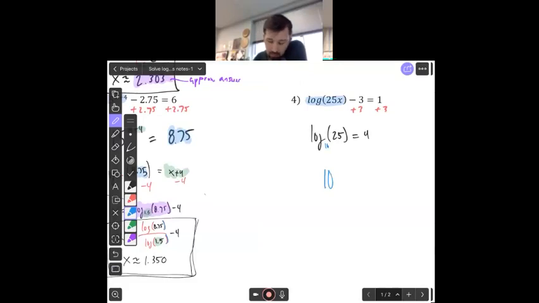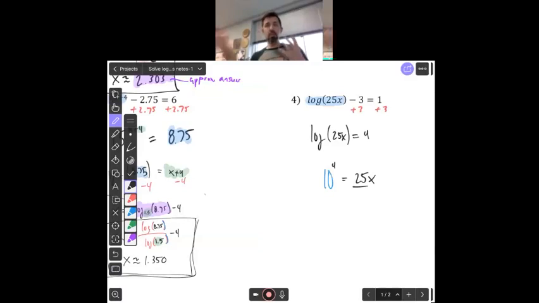Base 10. 10 to the what equals what, Tion? Oop, I wrote something wrong here. Got my x there. Hmm. 10 to the what equals what? I should go here. I should go there. 10 to the 4 equals what? 25x, right on. So 10 to the 4 equals 25x.